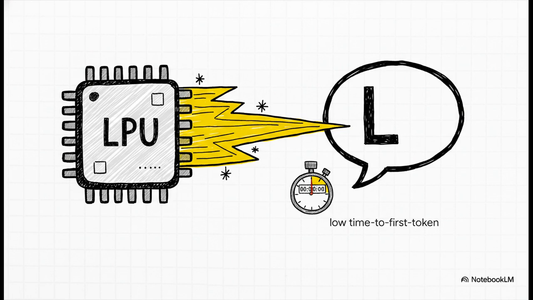Okay, different scenario. What if you're building a chatbot? You need it to feel instant, no awkward pauses while it thinks. In this case, there's no contest. The LPU is the undisputed champion. Its entire architecture is built to minimize that time to first token and deliver a super smooth conversational experience.